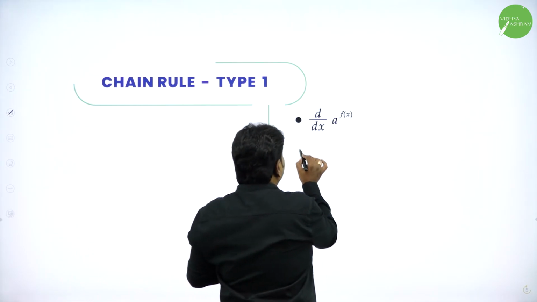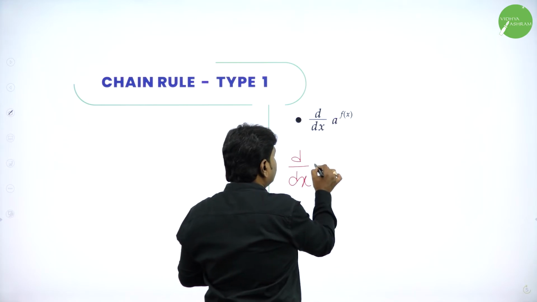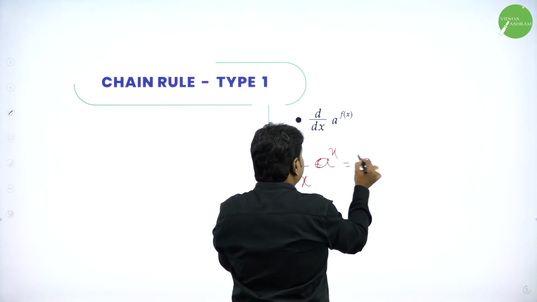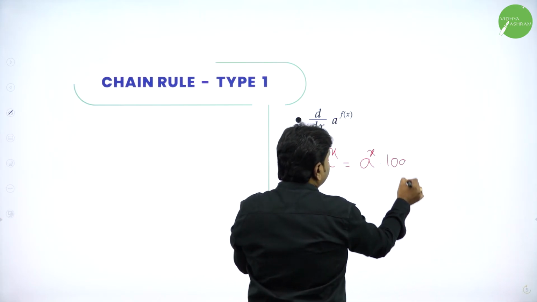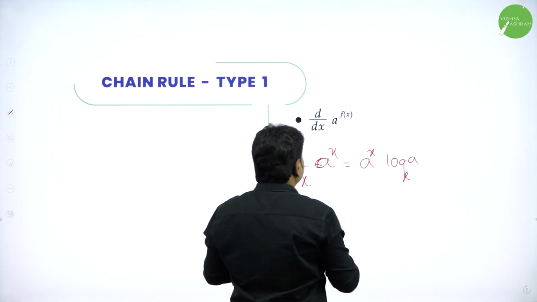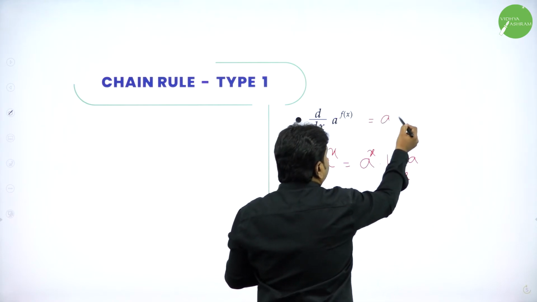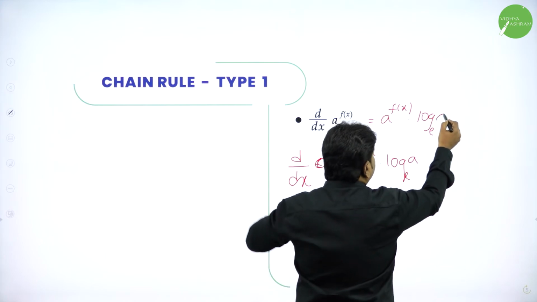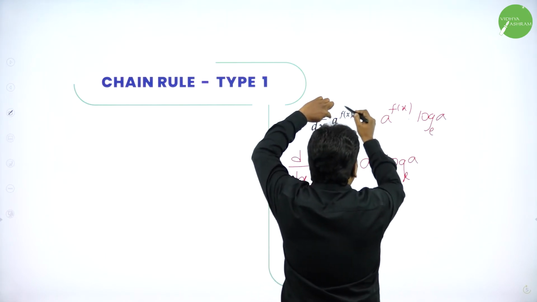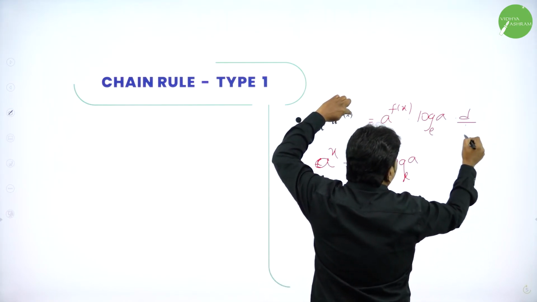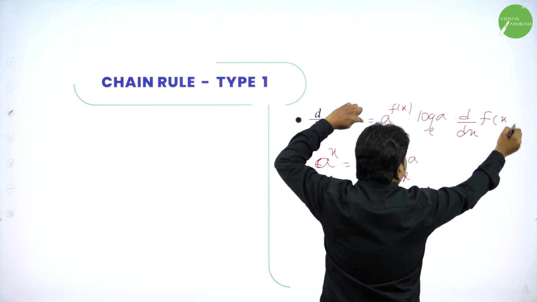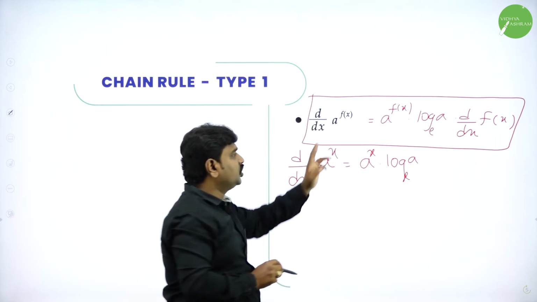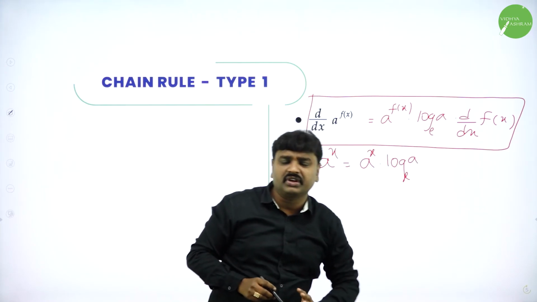Before we go to this, what is d by dx of a power x? In the formula you know, d by dx of a power x is a power x into log base e a. So d by dx of a power f of x is a power f of x into log base e a. If it is x, I would have stopped here, but here it is a function of x, so into d by dx of f of x. This is the basic. What is d by dx of a per f of x? A per f of x into log base e a into d by dx of f of x.